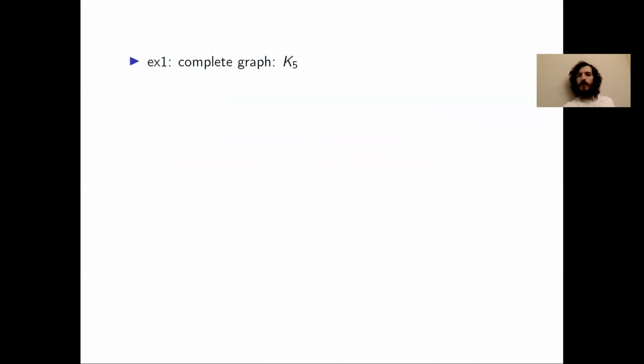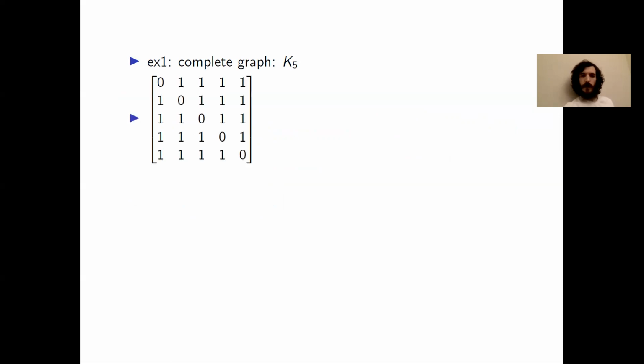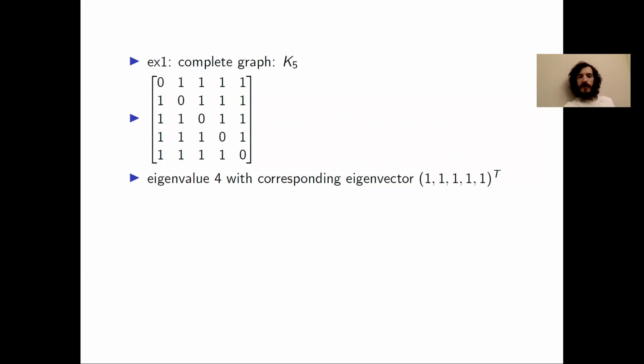Our first example will be the family of complete graphs. For example, if we look at the complete graph of order 5, here is its adjacency matrix. That adjacency matrix, we can describe in words as having all ones except for zeros on the diagonal. We noted in last week's videos that this adjacency matrix in the n equals 5 case has an eigenvalue of 4, and a corresponding eigenvector for that eigenvalue is the all ones eigenvector.